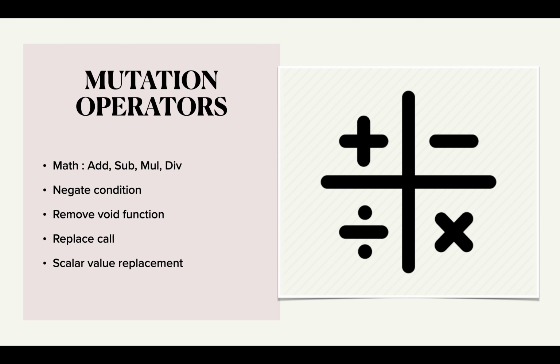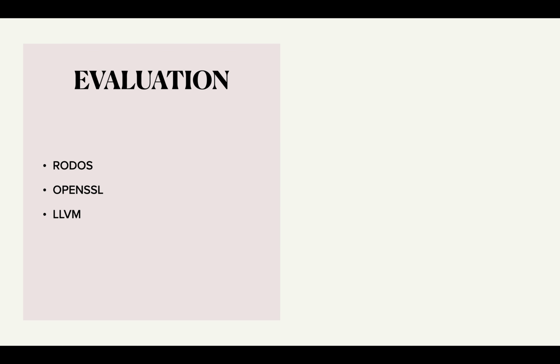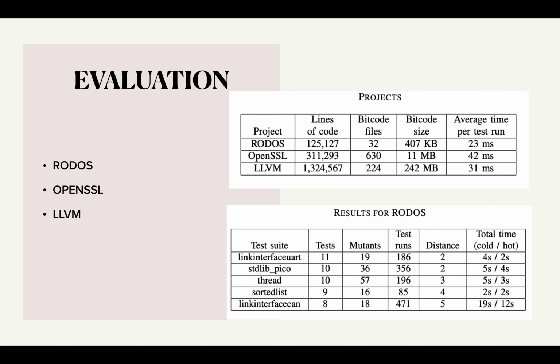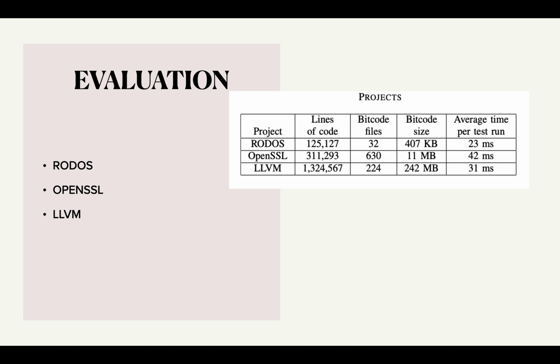Now let's see how the tool is evaluated on a few open source projects. In this section, I will explain how MUL is applied in real world projects like Rhodos, OpenSSL and LLVM. Let's look at table 1. Table 1 describes some properties of these projects. For each project, we measure how many tests a test suite has, how many mutants MUL detects, the total amount of test runs executed during analysis, and total execution time for both cold and hot runs.